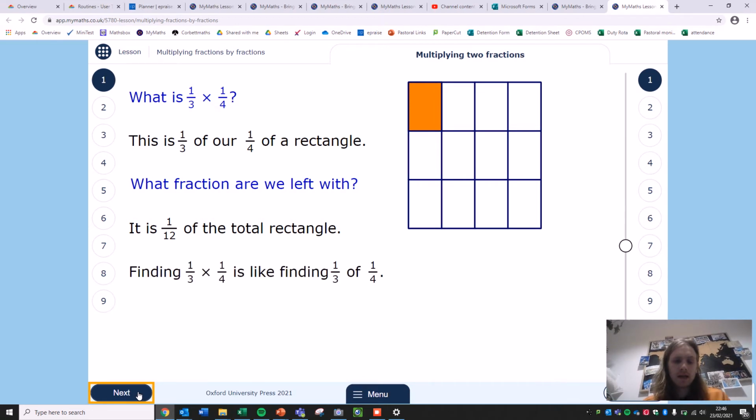And as we said, 1/3 times a quarter is like finding 1/3 of a quarter. And you can see here, actually what's happened is it's just 1 times 1 over 3 times 4.